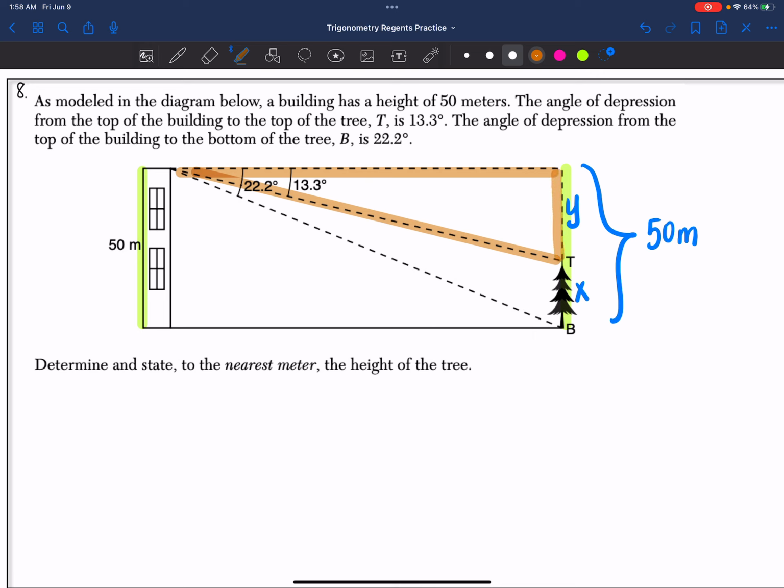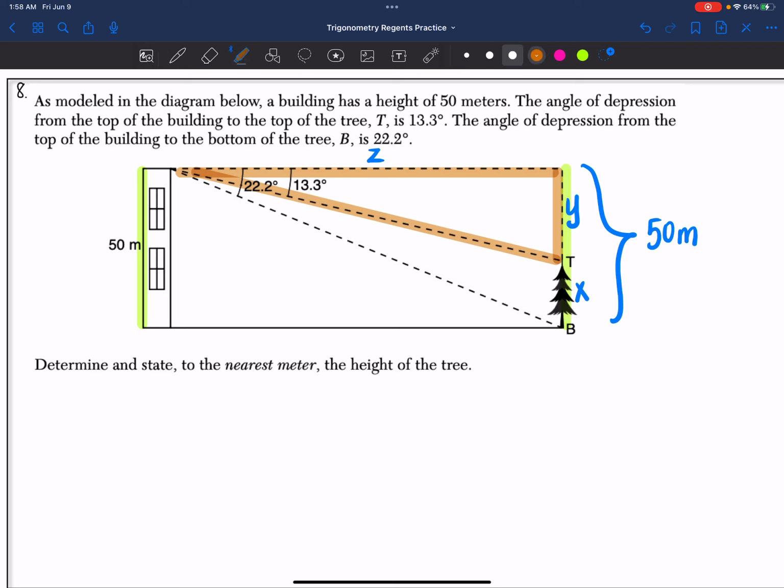And then X is a part of both. So I'm thinking, I don't know how far the tree is away from the building, so I kind of need to know that before I can find y. So I know that this side length is 50 degrees. So let's go ahead and see if we can find the distance. So let's call that z.